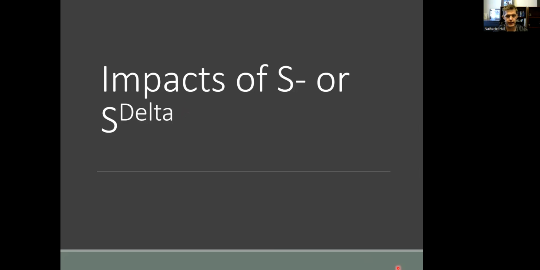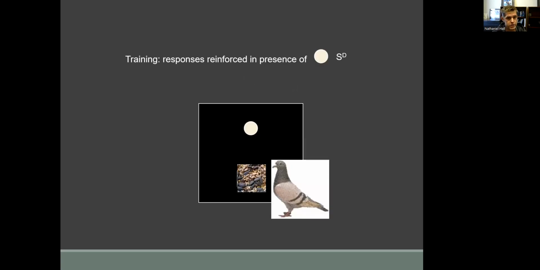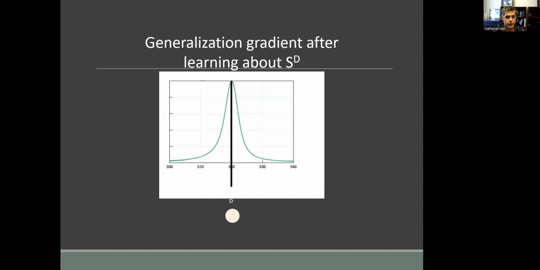As I sort of indicated before, there's also important impacts of training different kinds of S minuses or S deltas, or extinction stimuli. So going back to our pigeon example, say for example, we trained our pigeon to this kind of brownish color, SD, and we reinforce all responses to that. We get our nice generalization curve that we saw before, where all of the responses are to this particular color of that stimulus.